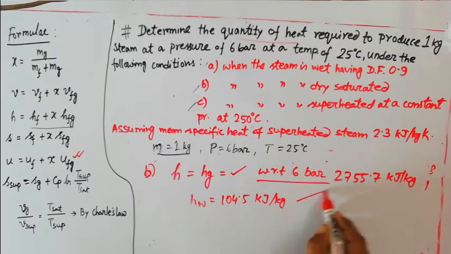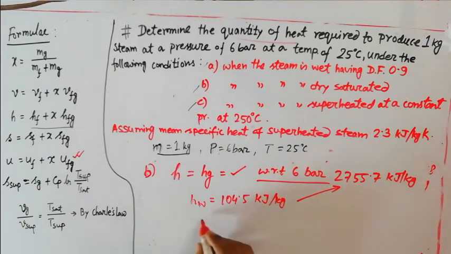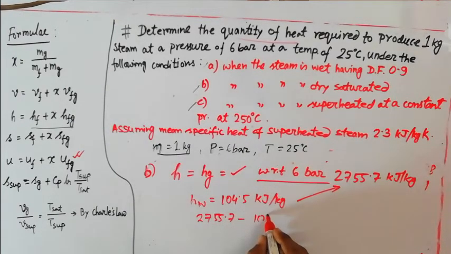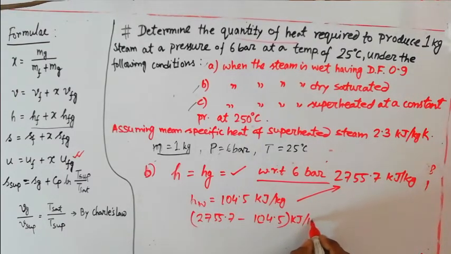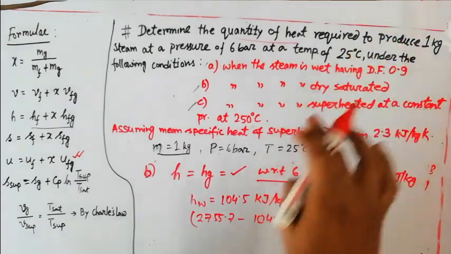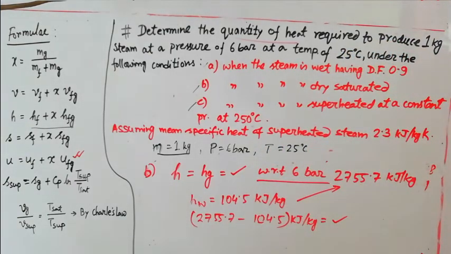So now from here to there you have to raise the heat. So the amount of heat required again should be 2755.7 minus 104.5. That will give you the amount of heat required to raise the state of the steam from 25 degrees centigrade up to this dry saturated condition.